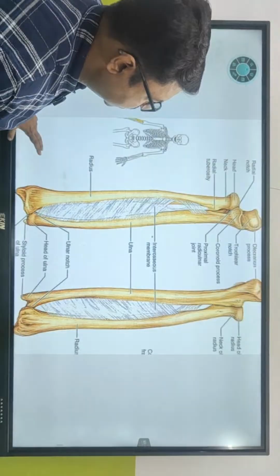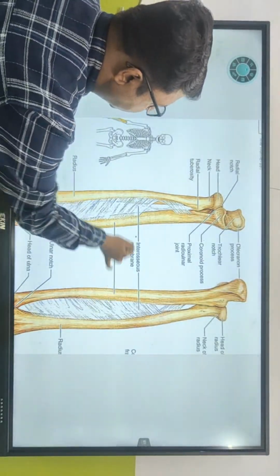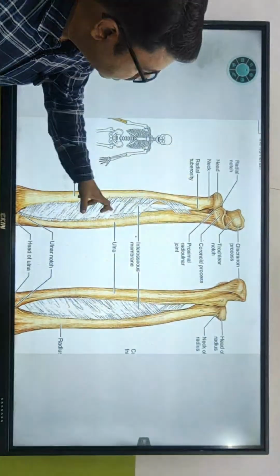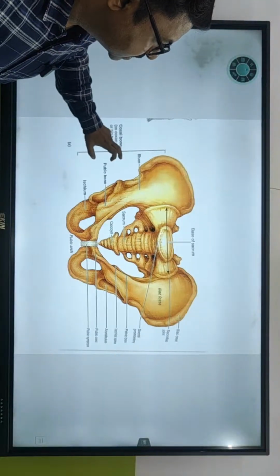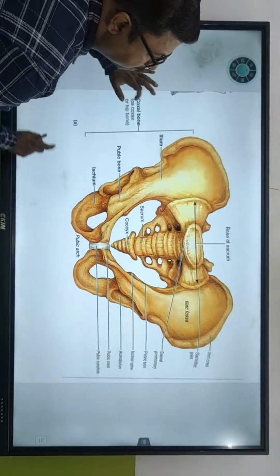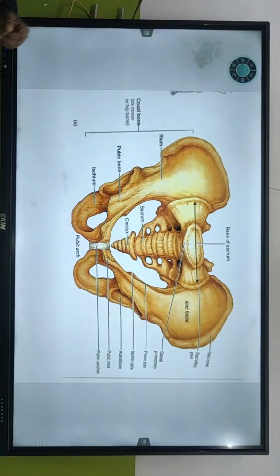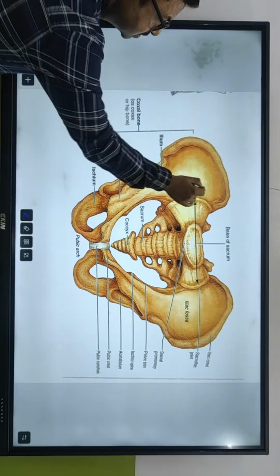Let us see the pelvic girdle. Between radius and ulna, what is present? Interosseous membrane. There are muscles present. This is your pelvic girdle. Understand? This is the pelvic girdle.